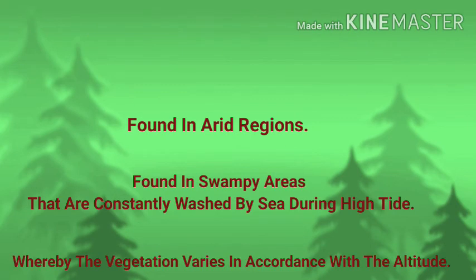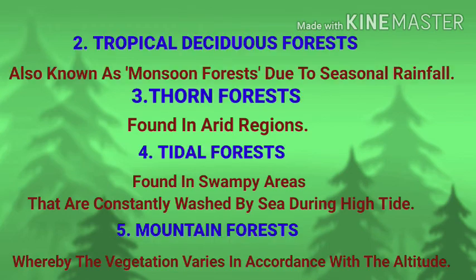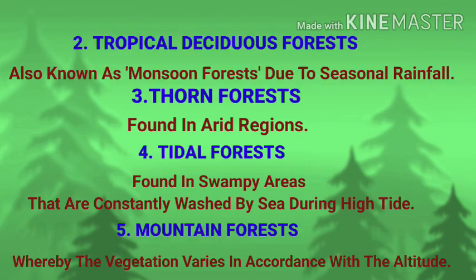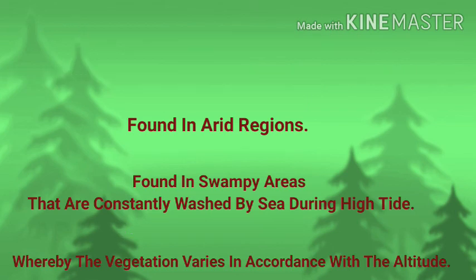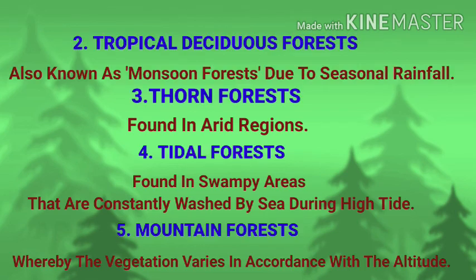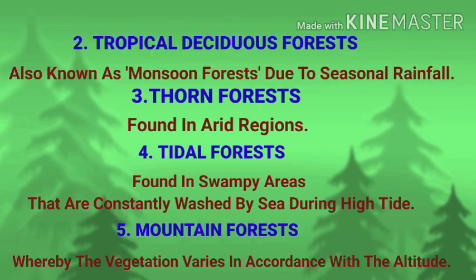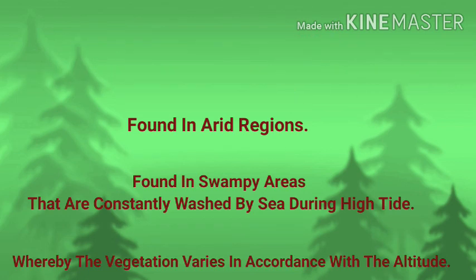The fourth ones are the tidal forests, which are found in swampy areas that are constantly washed over by the sea during high tides. And the last type of forests found in India are the mountain forests, where the variation in altitude keeps varying the type of vegetation as well.